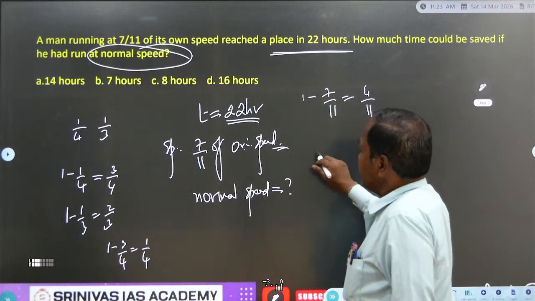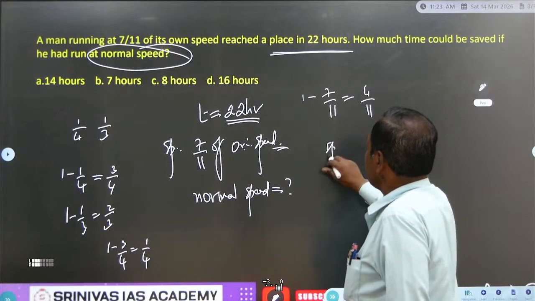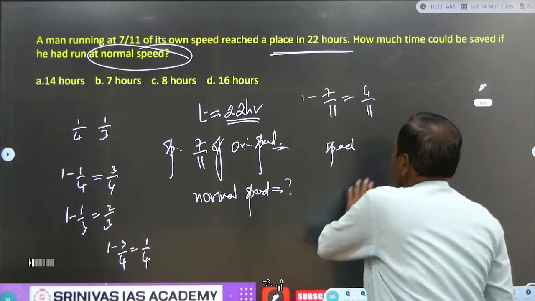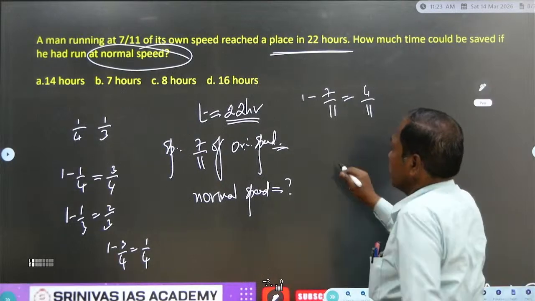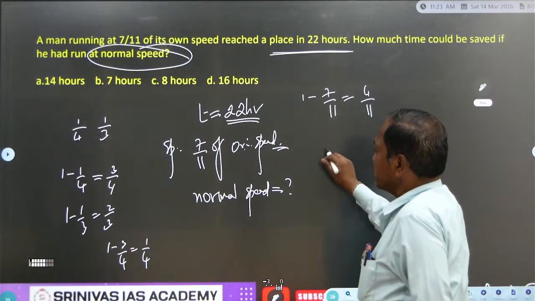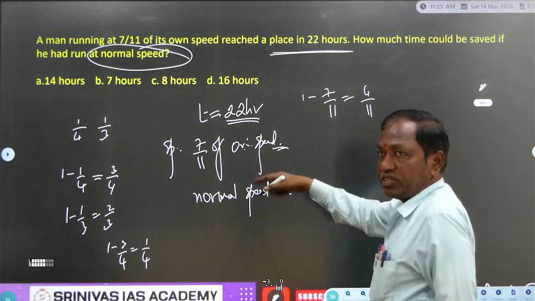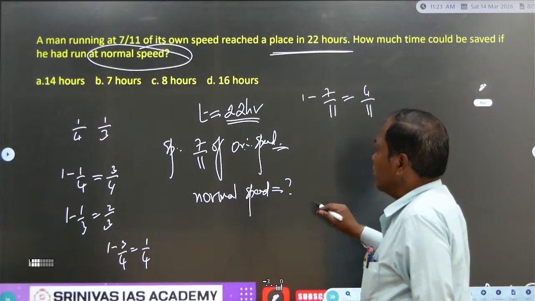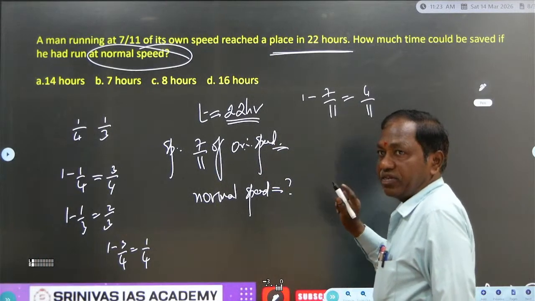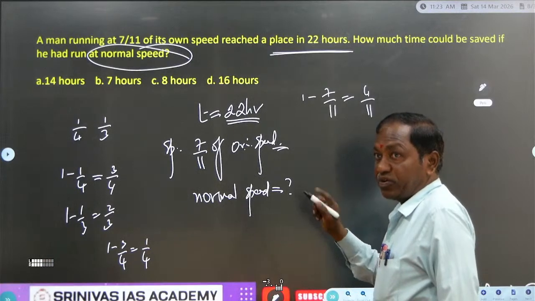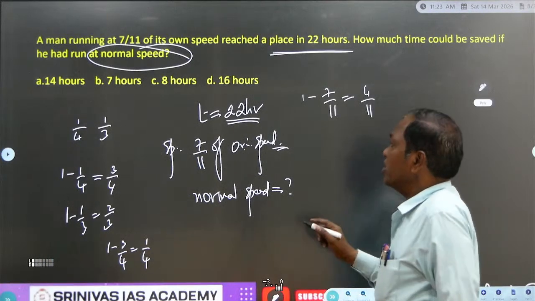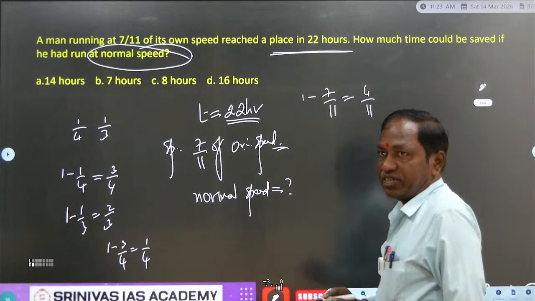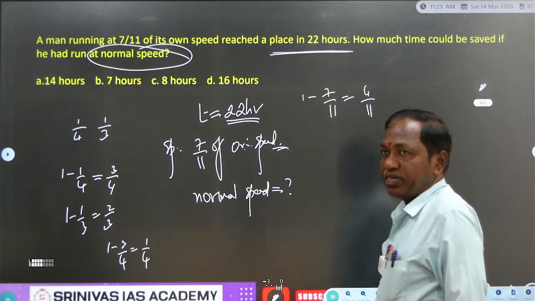Now we can see speed, time and distance. We don't know the distance, because distance is not available. Only time is given, and speed is given. The question is not the distance. The question is: what is the normal speed?